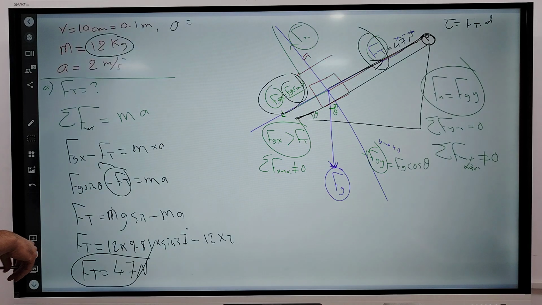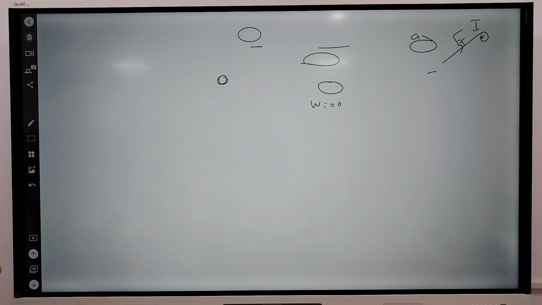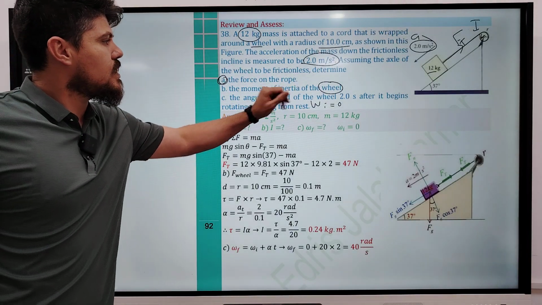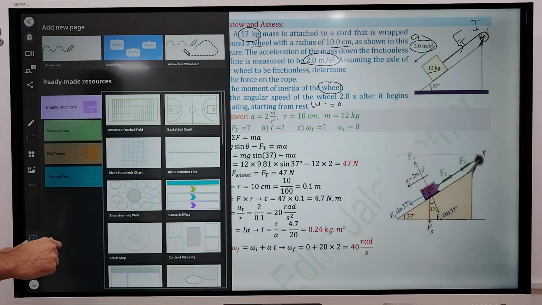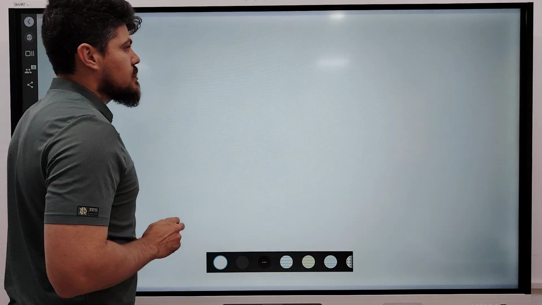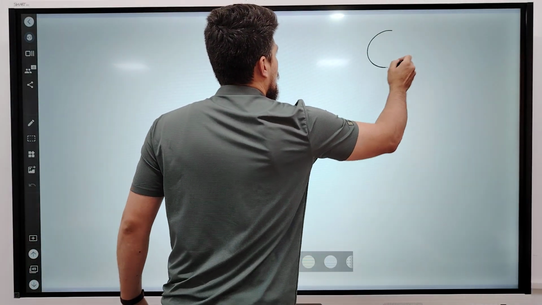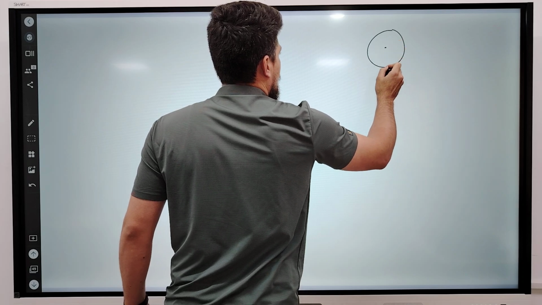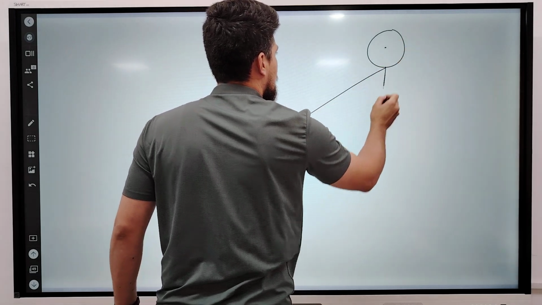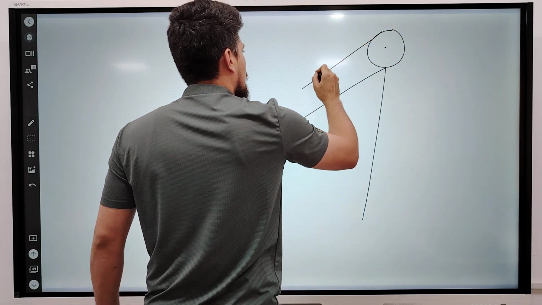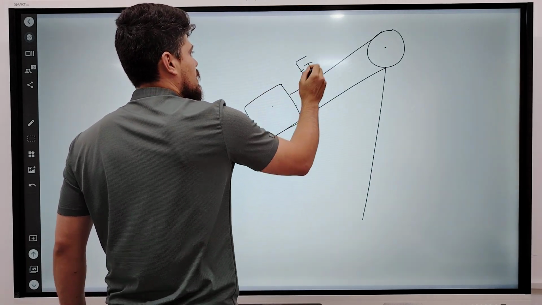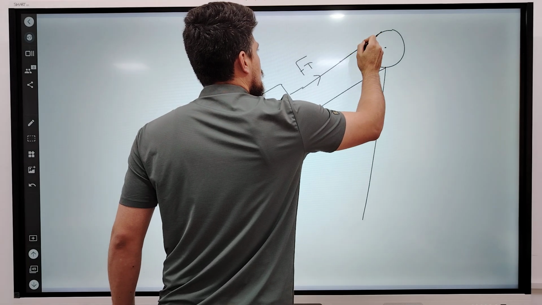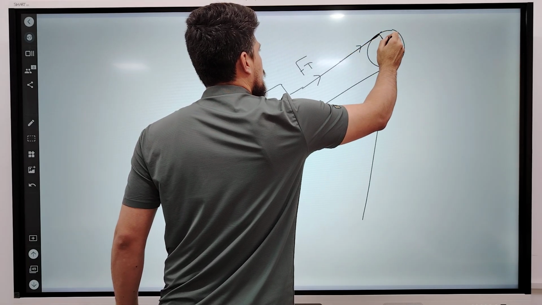Okay, now let's solve branch B. The branch B says the moment of inertia of the wheel. Moment of inertia of what? Of the wheel. Okay, let's open a new slide. As you know, it was a wheel. Okay, fixed on this incline. Okay, if you remember, this is the Ft, the tension force that is acting on the edge of this wheel.